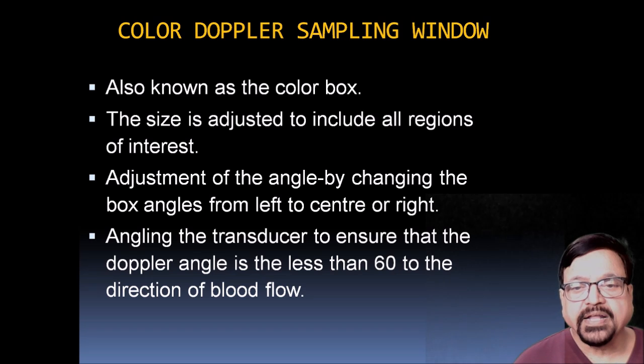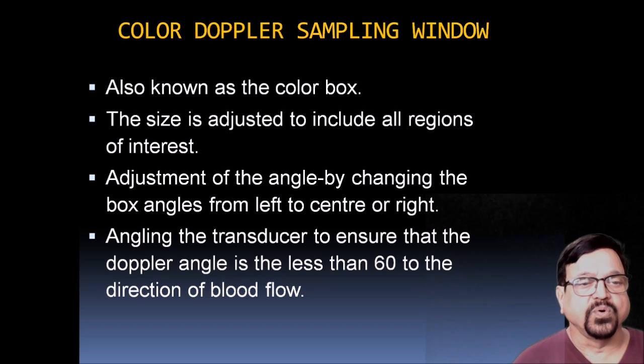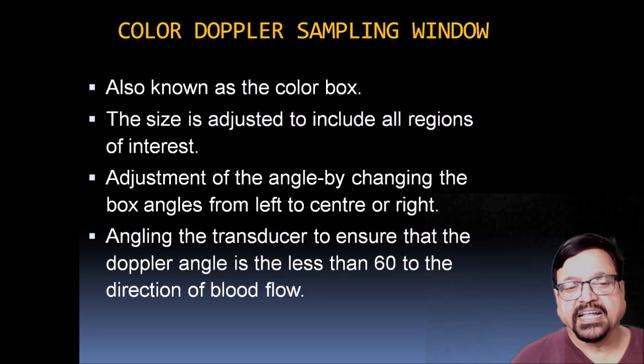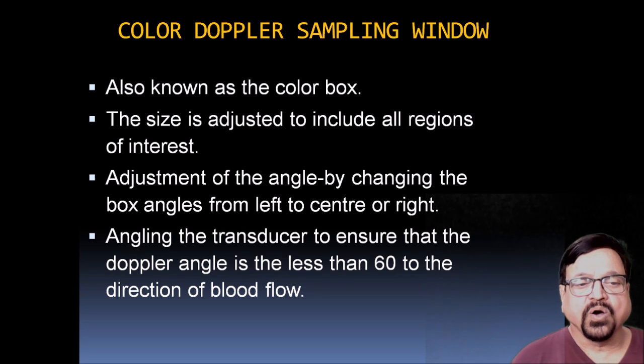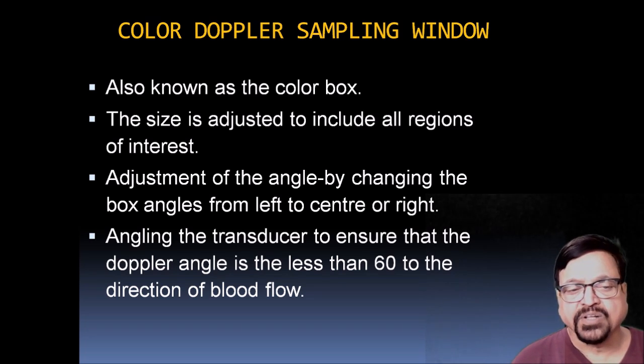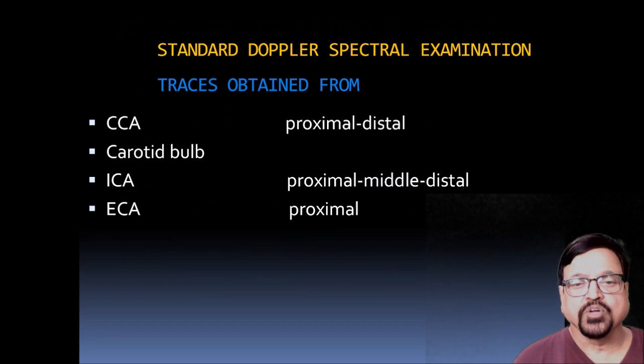Now, color Doppler sample window. It is also essential to have a proper color Doppler sample window. It is also known as color box. The size is adjusted to include all regions of interest. So the color box should include all the area of interest. Adjust it to the angle, by changing the box angle from the left to the center or the right, this can be achieved. Angling the transducer to ensure that the Doppler angle is less than 60 to the direction of the blood flow should be achieved.